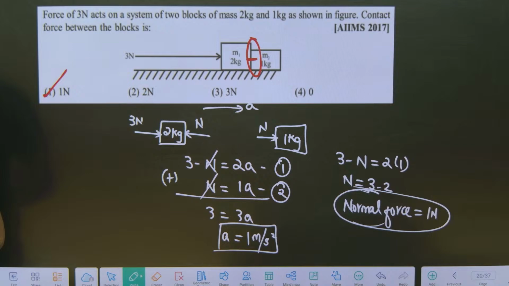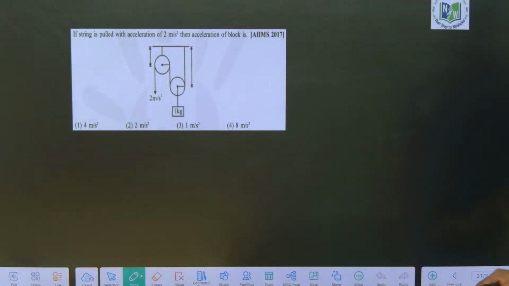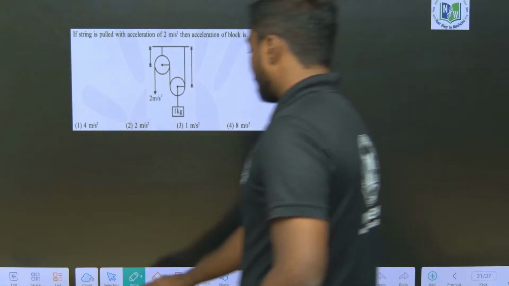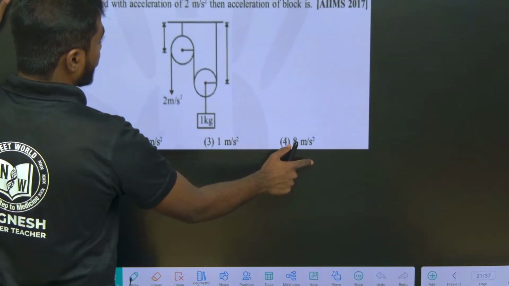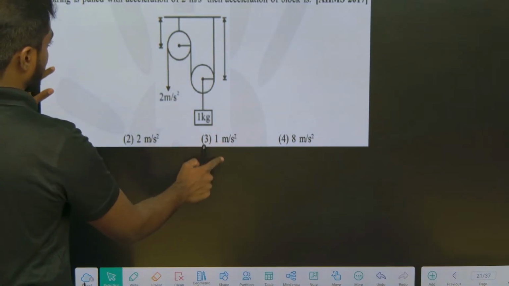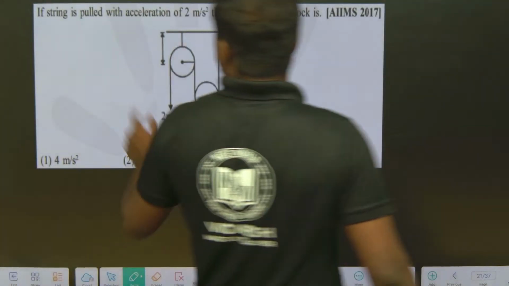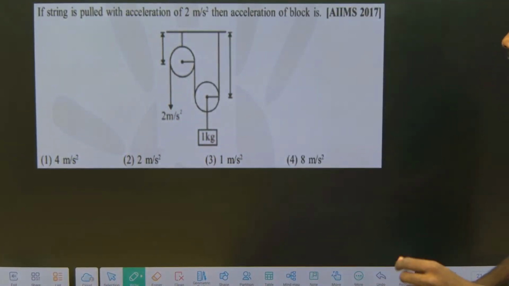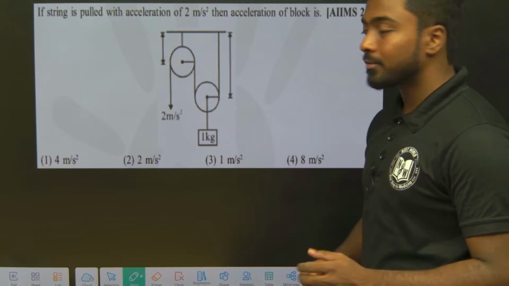So, is there any doubt in this question? No, right? We'll go for the next one. Okay. So, look at the question carefully here. If string is pulled with acceleration of 2 meter per second square, then acceleration of block is.